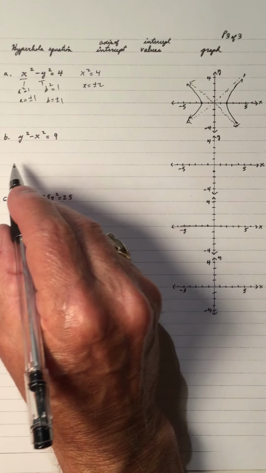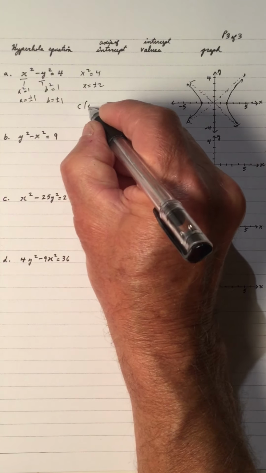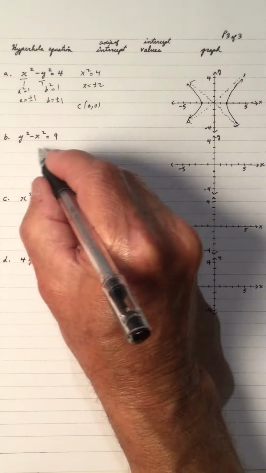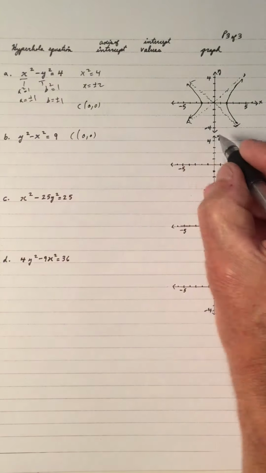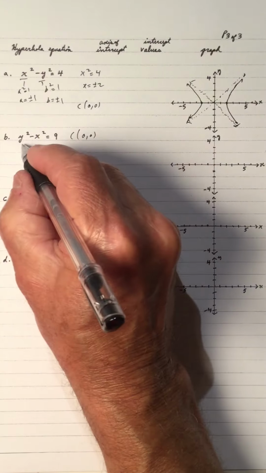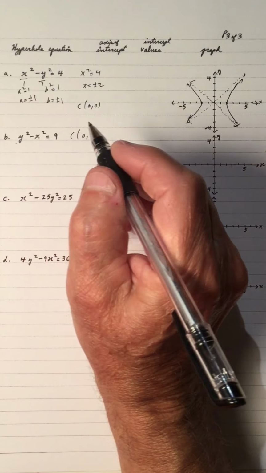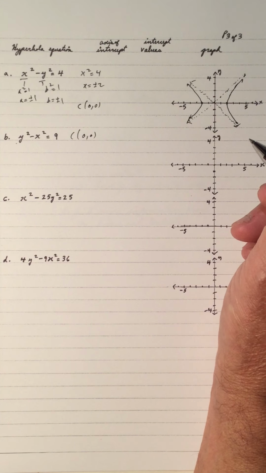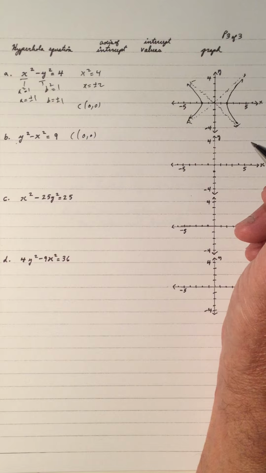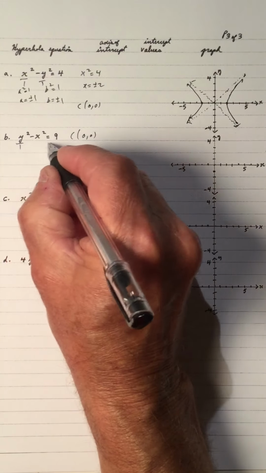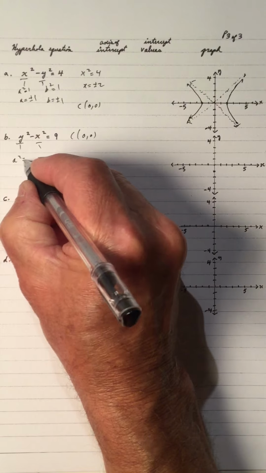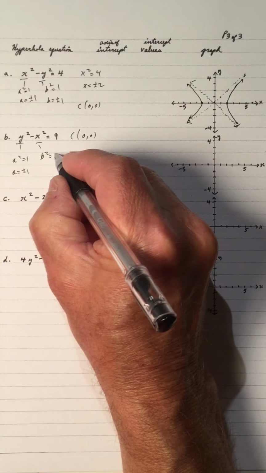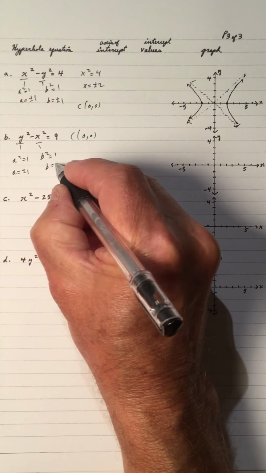And here we also, oh, I forgot to mention, the center is 0, 0. X is 0, y is 0. Center is 0, 0. Right here. So again, if you want to think about it, we could put that over 1. And again, a squared is 1. A is plus or minus 1. B squared is 1. So b is plus or minus 1.